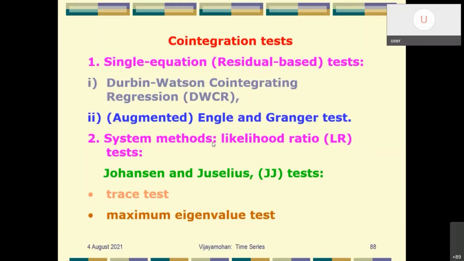Then we have a system method. The system method is given by Johansen and Juselius. Therefore, this test is known as the JJ test. This is a likelihood ratio test. We have two tests here, the trace test and the maximum eigenvalue test. I shall tell about the JJ test in the context of the package during our workshop. And here I will tell you about the augmented Engle-Granger test. That is the residual based single equation test.